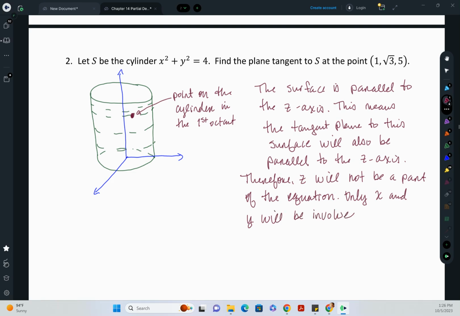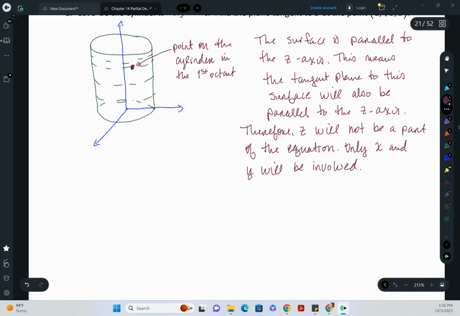So what we're using here is information that we learned in 12.6, that a surface equation that is missing one of the variables will always run parallel to that variable's axis. And so we're kind of going in reverse. We're saying our plane will be parallel to the z-axis. Therefore, z will not show up in the equation of the plane. Okay, so it's just kind of reading that theory backwards a bit.